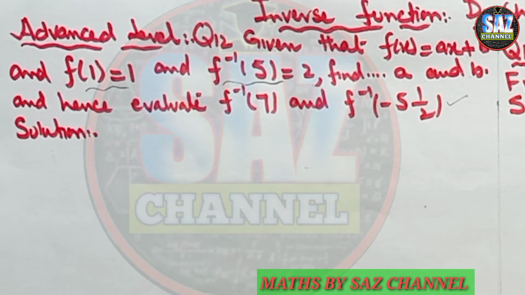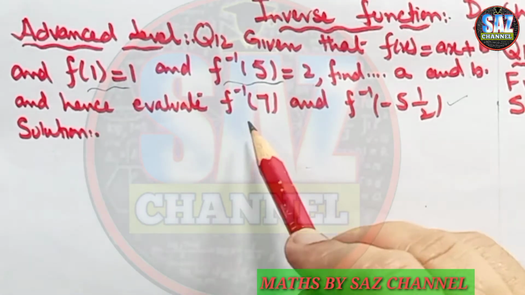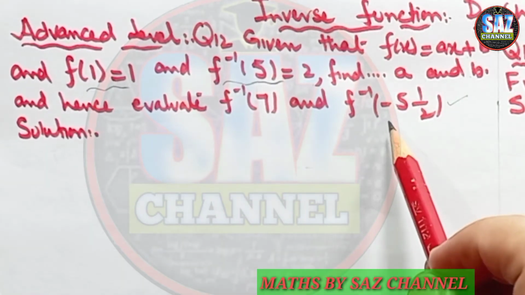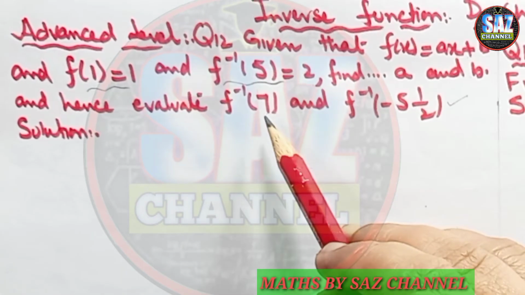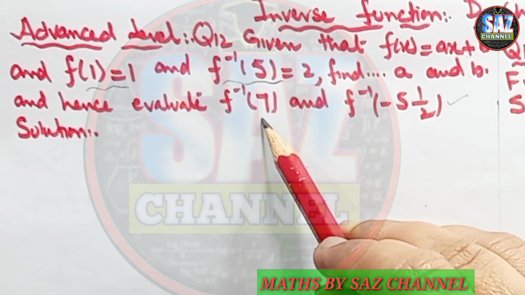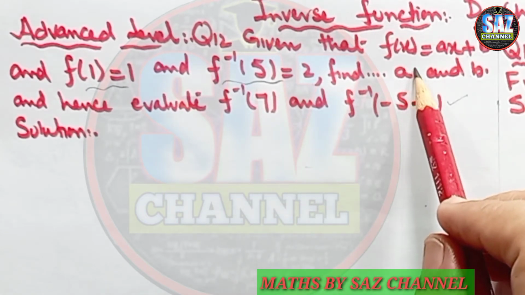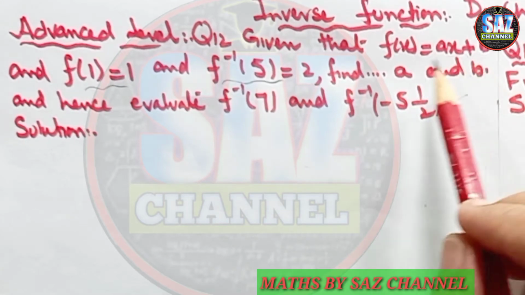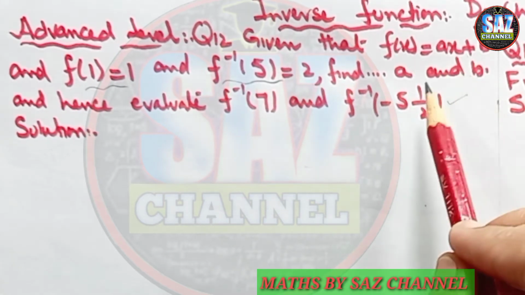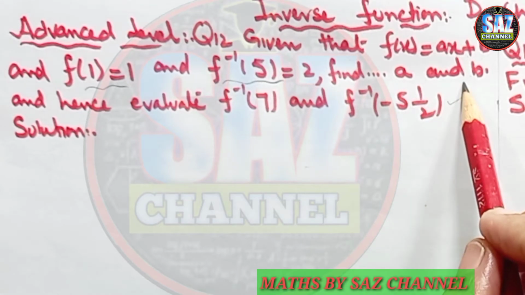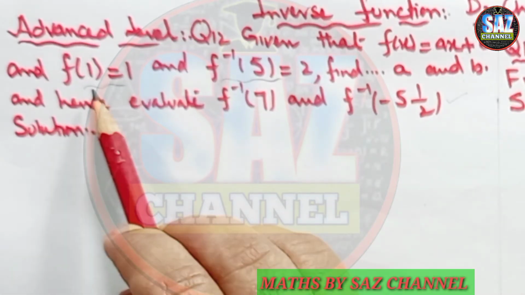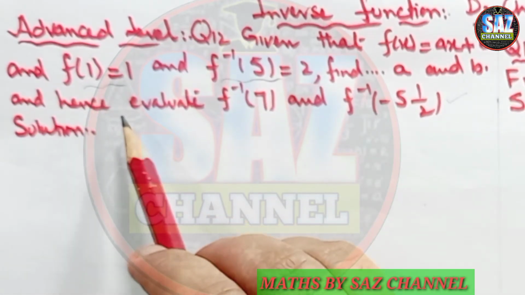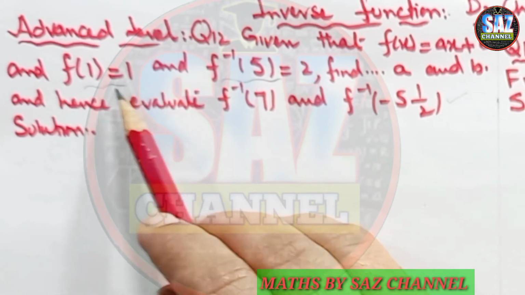In order to evaluate f inverse of 7 and f inverse of minus 5 by 2, we first have to find the inverse of this function, and for that we have to find the values of these two unknowns given in the question. As the question has two unknowns, there must be two conditions given to find these unknowns. We are given two conditions.